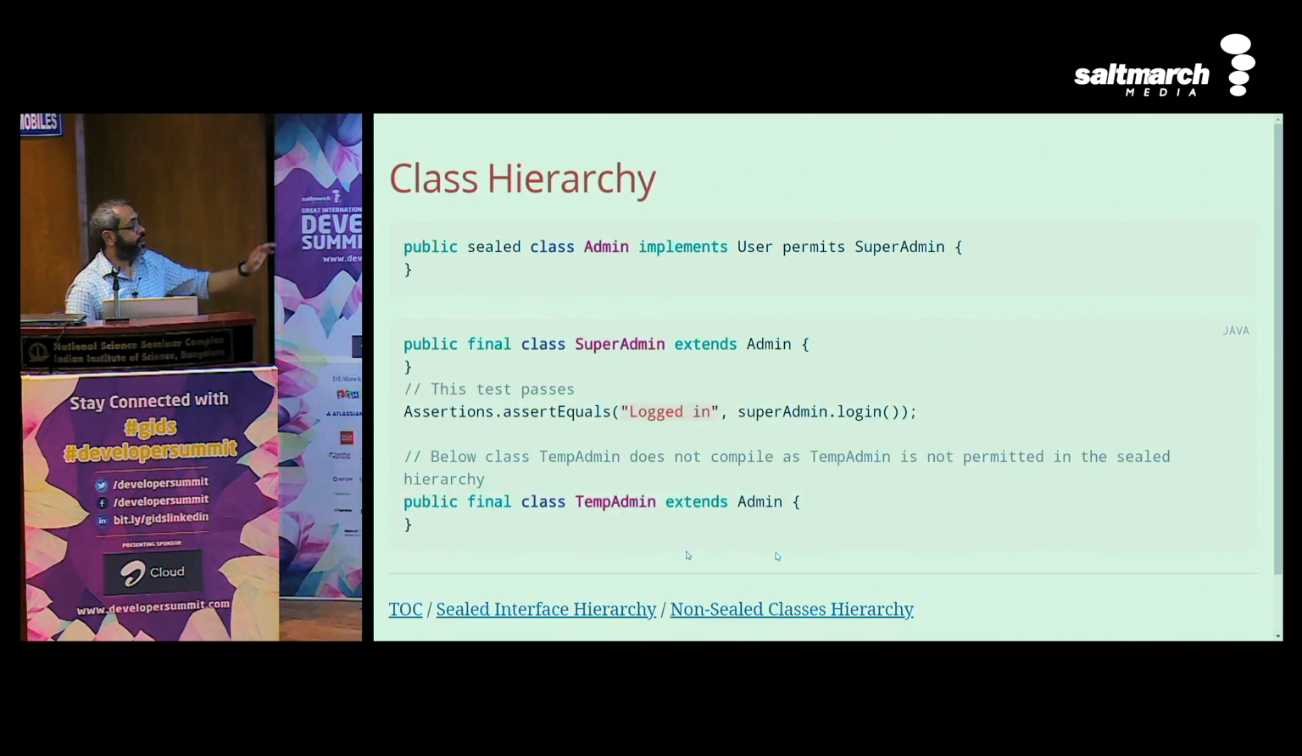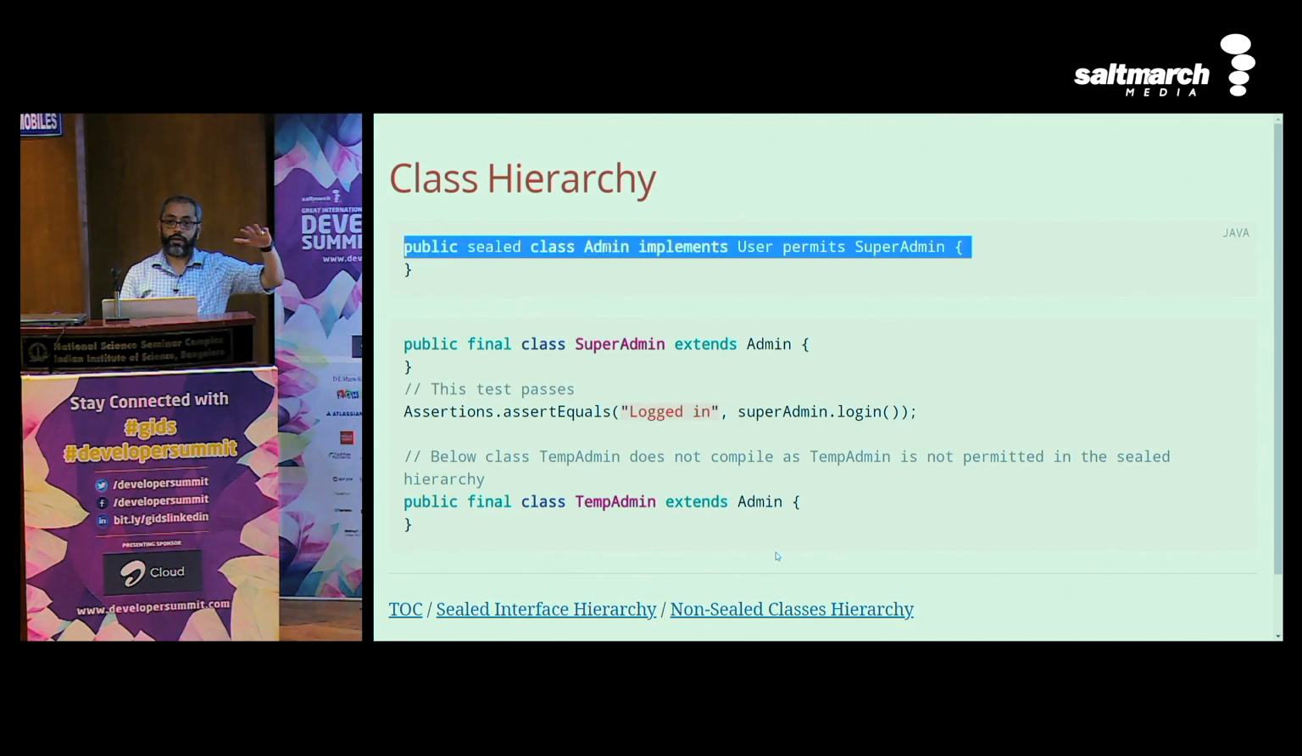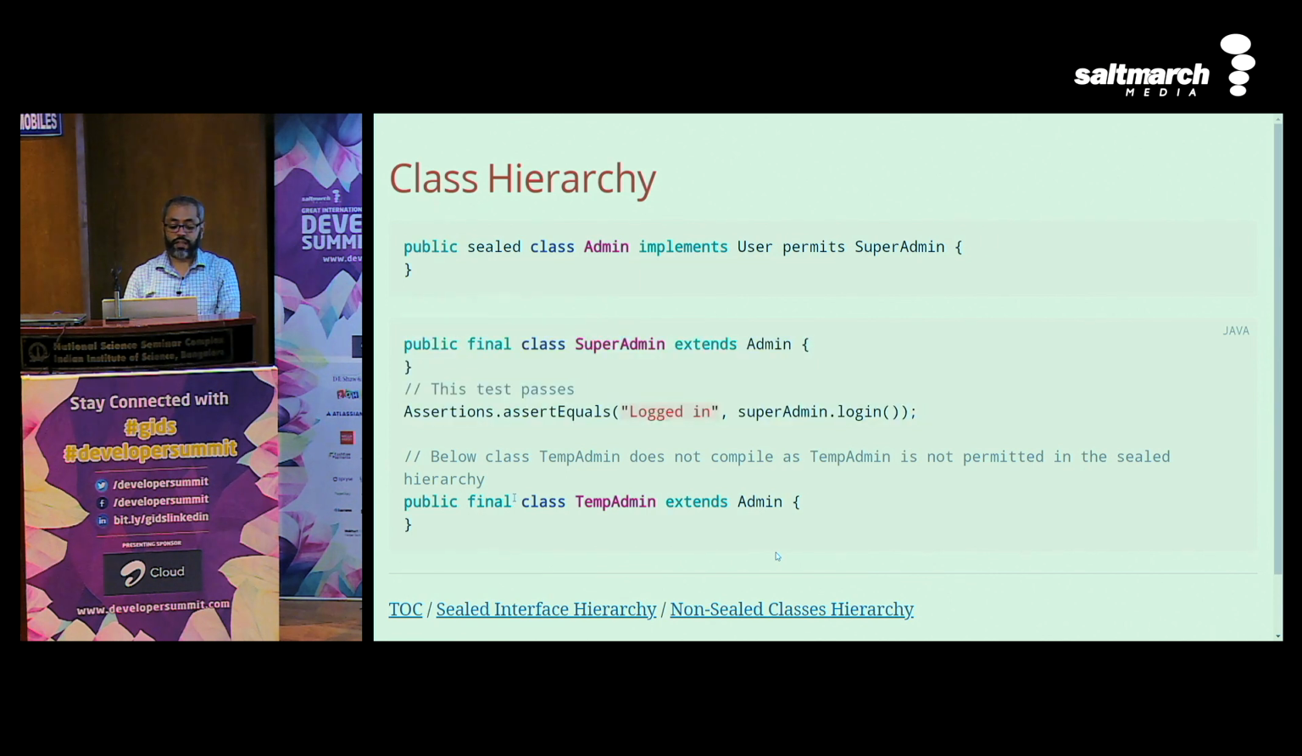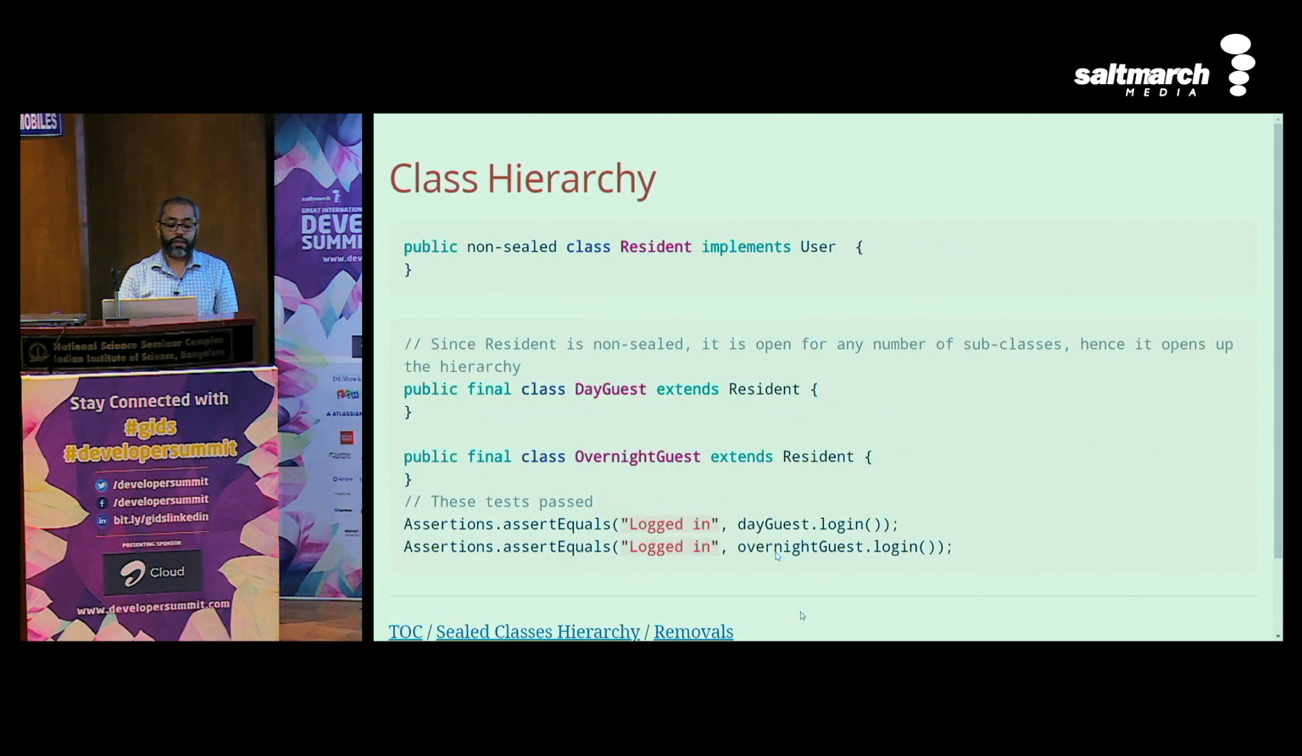So just looking at the class hierarchy again, in terms of the sealed classes, admin permits only super admin, hence this test passes and it actually works, whereas the temp admin, this won't compile because it's not permitted. Okay. In case of the non-sealed classes, the non-sealed class resident implements user. So now this is available for extension, for subclassing, as much as you want. So essentially, day guest extends resident, overnight guest extends resident. If I had another class called Nikhil, it can still extend resident, no problem with that.